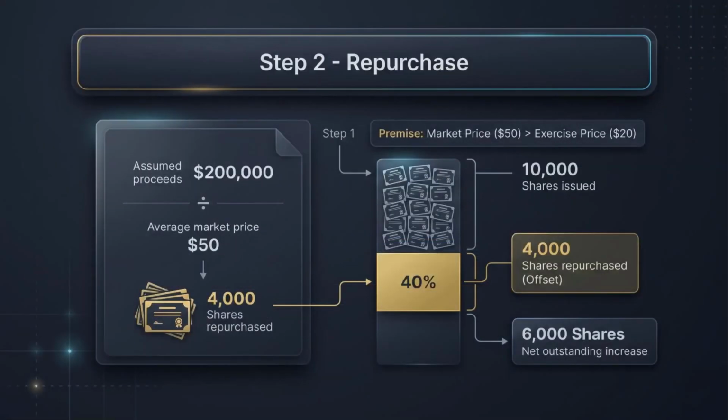Step 2 is the assumed repurchase. The company uses the $200,000 of assumed proceeds to repurchase shares at the average market price of $50. 200,000 divided by 50 equals 4,000 shares. So although 10,000 shares are assumed issued, 4,000 are assumed bought back immediately under the method.